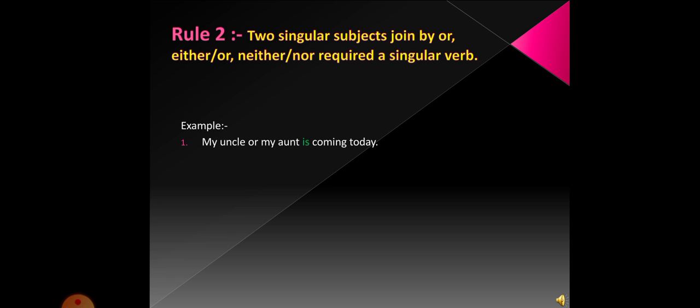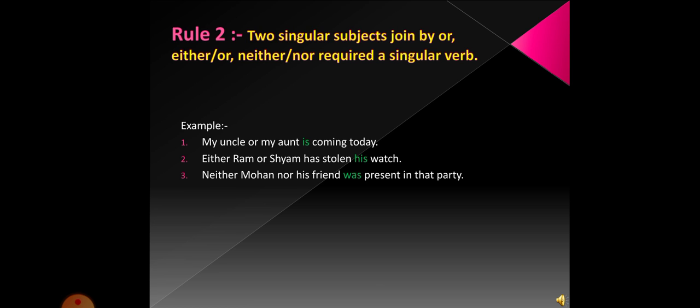My uncle or my aunt is coming today. Okay, my uncle or my aunt. Uncle and aunt are two singular subjects and I have joined these two singular subjects by or, hence I used here is, which is a singular verb. Okay. Either Ram or Shyam has stolen his watch. Either Ram or Shyam. Ram and Shyam are two singular subjects and I have joined them by either or. Okay, so as the rule says, I have used here has, which is a singular verb.